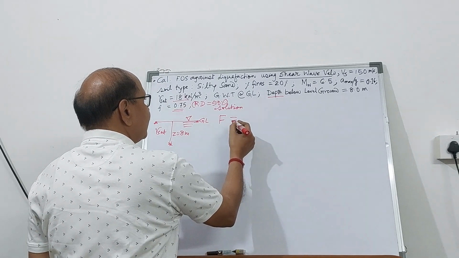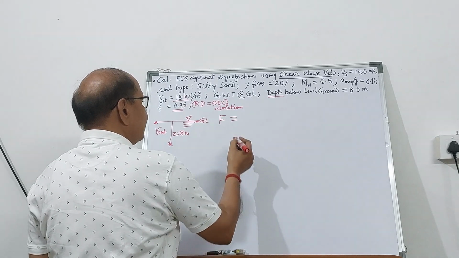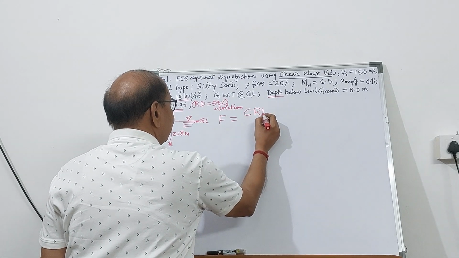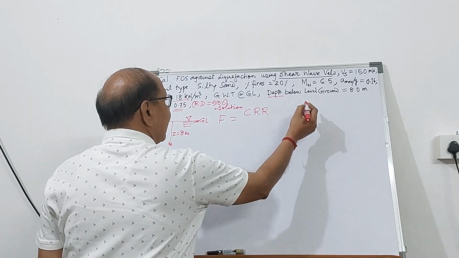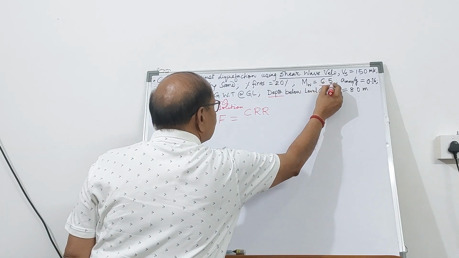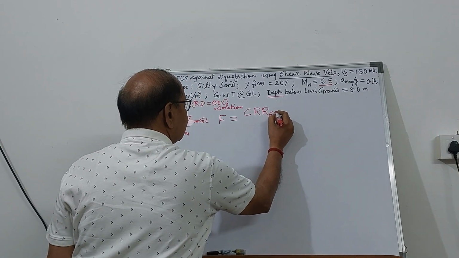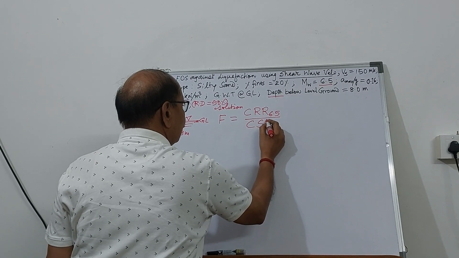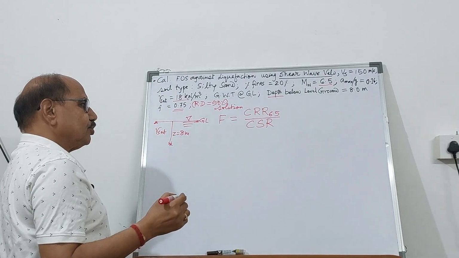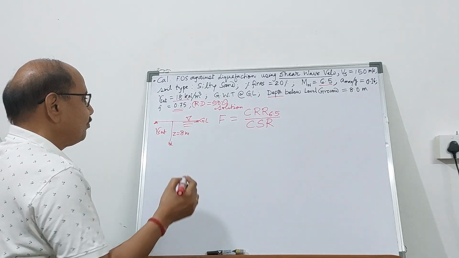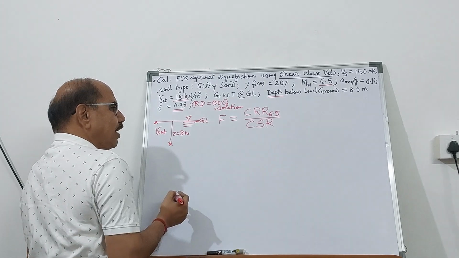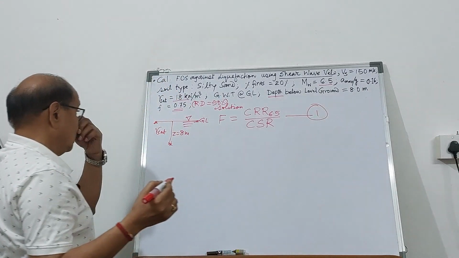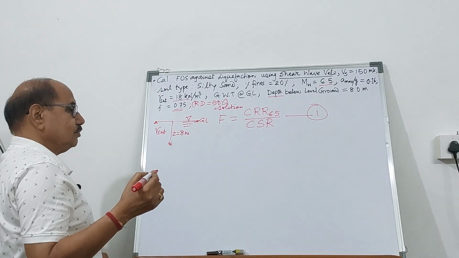So the solution of this problem is we need to find out the factor of safety against liquefaction. The factor of safety based on the shear wave velocity here will be the cyclic resistance ratio corresponding to the magnitude of the earthquake, which is given to us as 6.5, divided by the activating force, that is the cyclic stress ratio. So this is the factor of safety against liquefaction, and we need to calculate it from the given information.